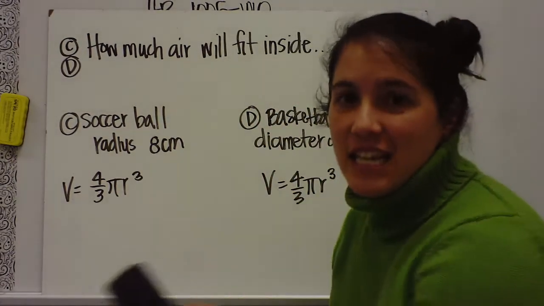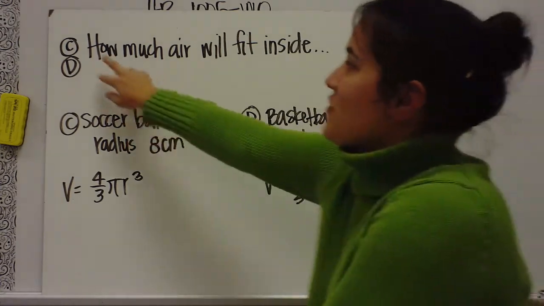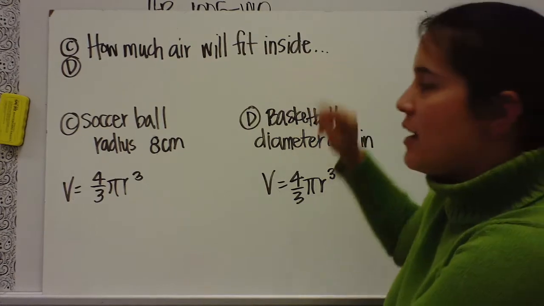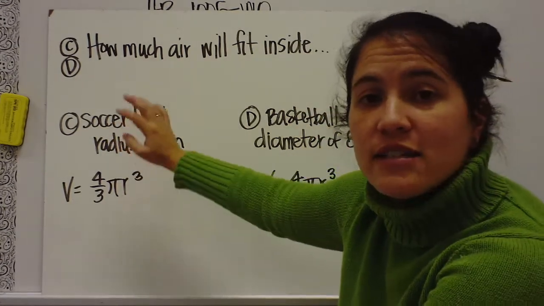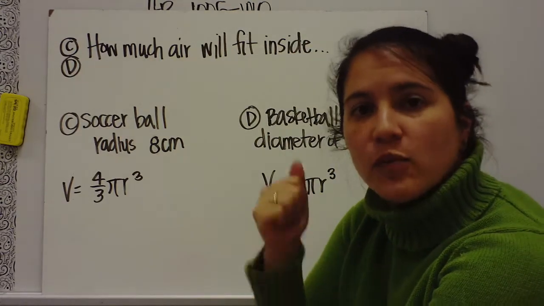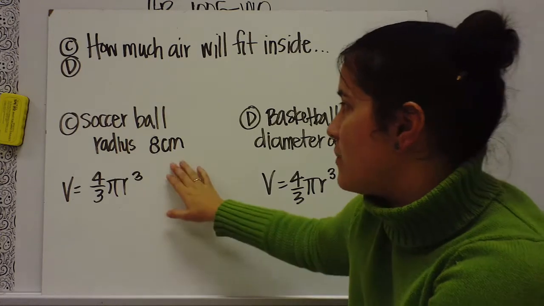So C and D are pretty much the same type of question, so I only wrote it once. So C and D, how much air will fit inside. Part C is a soccer ball with a radius of 8 centimeters. So how much air could we pump into a soccer ball if it had a radius of 8 centimeters?